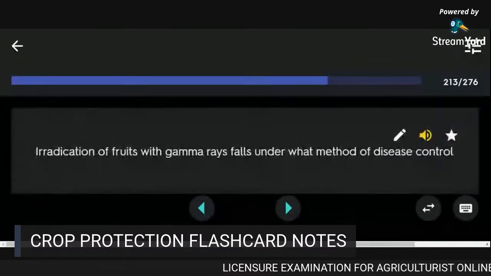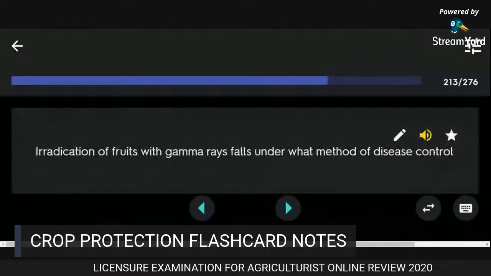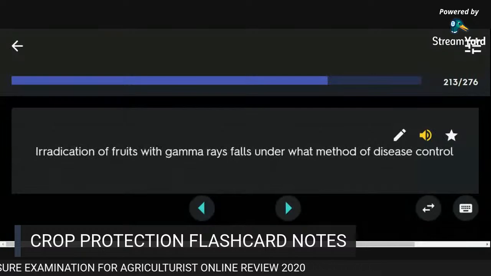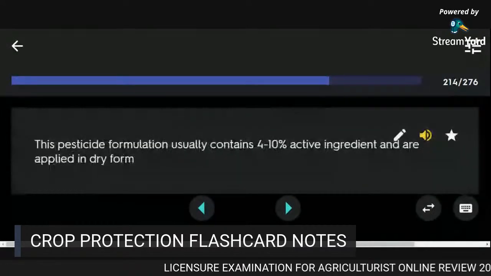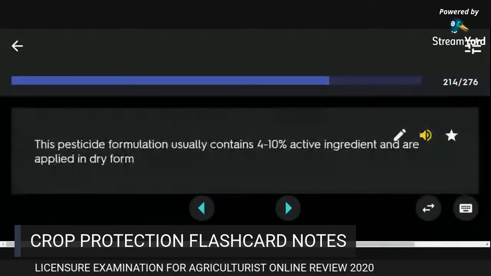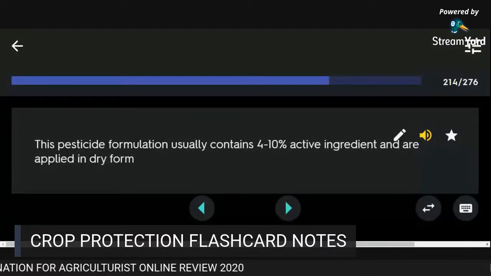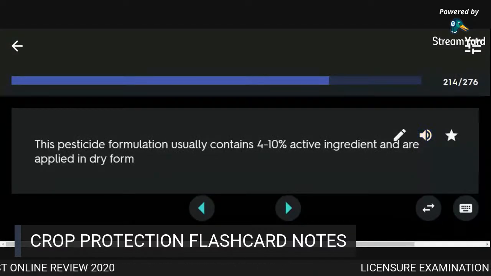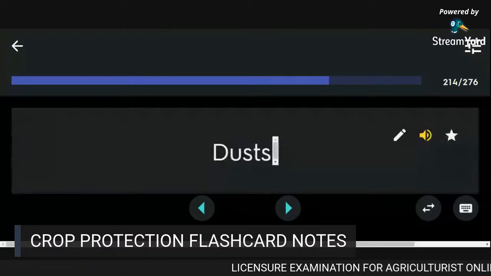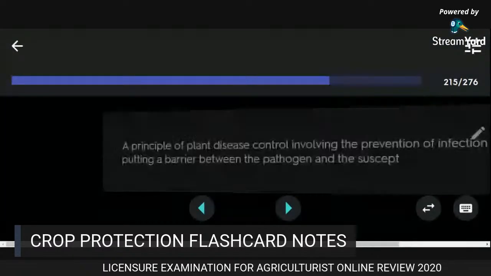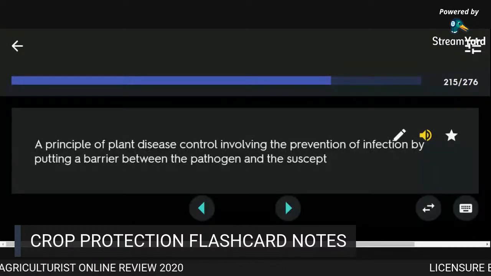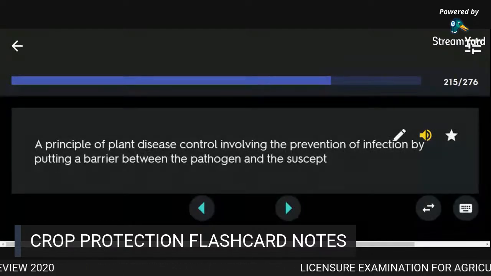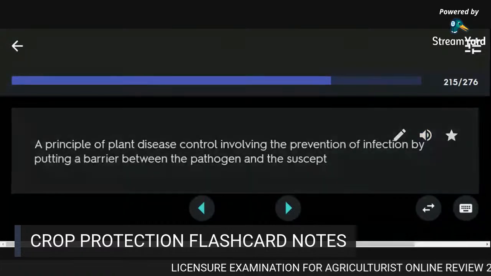Eradication of fruits with galls falls under what method of disease control? Physical methods. This pesticide formulation usually contains 4 to 10% active ingredient and is applied in dry form: dusts. A principle of plant disease control involving the prevention of infection by putting a barrier between the pathogen and the suscept: protection.